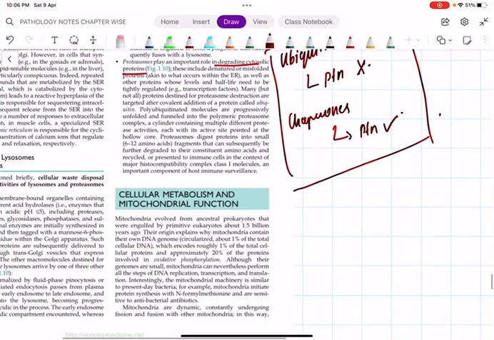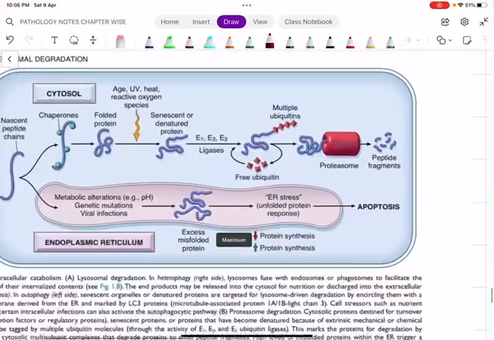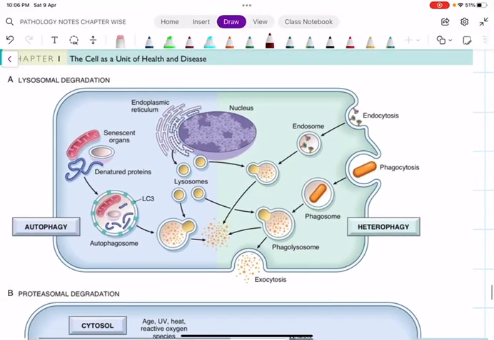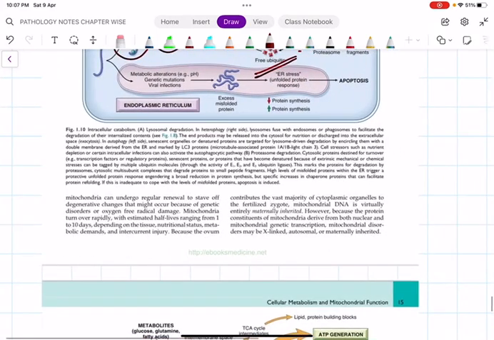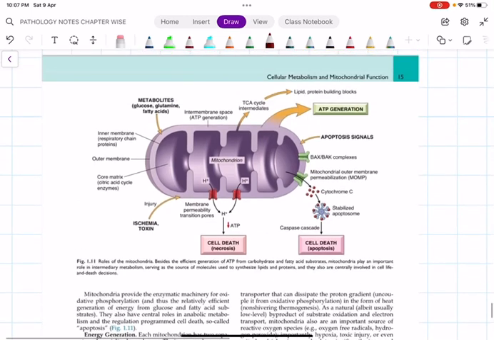Coming to mitochondria, oxidative phosphorylation, all those things. You can see in this picture very beautifully: this is lysosomal degradation, autophagosomes, endocytosis, phagocytosis. You can see here chaperones, they help in folded proteins. And finally, degradation is with the help of ubiquitin. It is very clear from this picture. And then coming to apoptosis signals, ATP generation, all these are the functions of mitochondria.